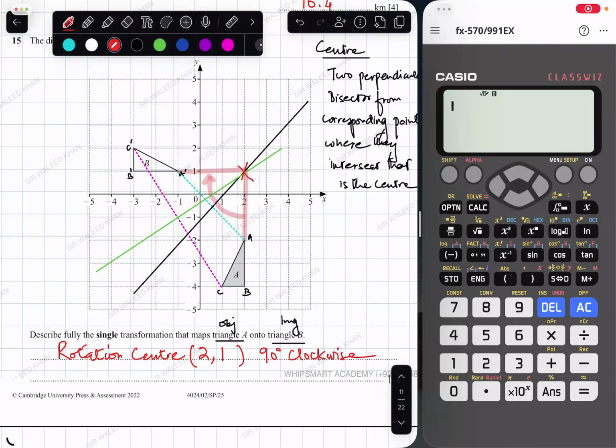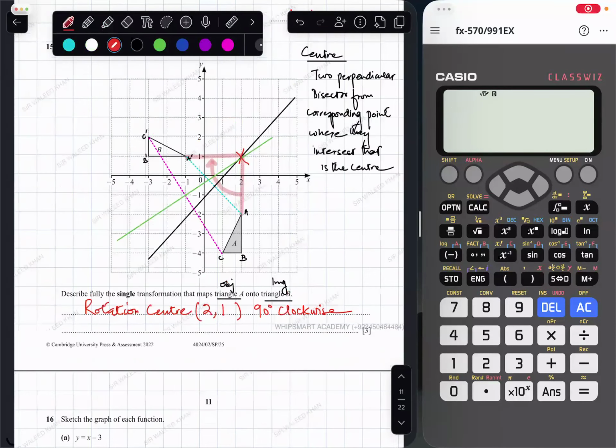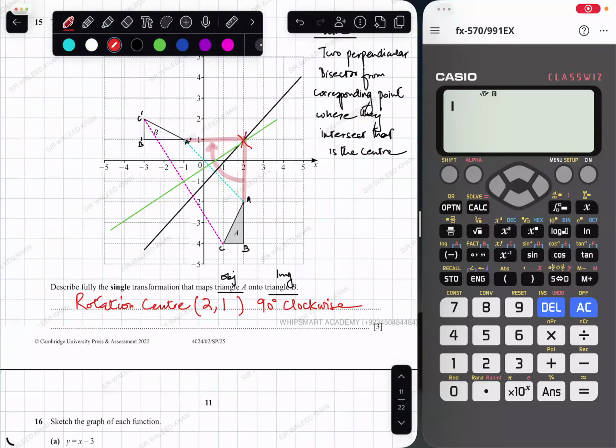Is there anyone who struggled with this one? Can't understand what we have done over here? No? Okay, let's move on.